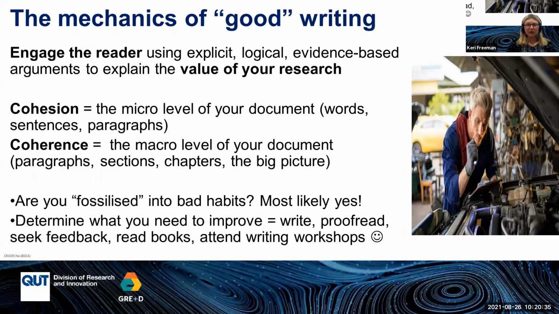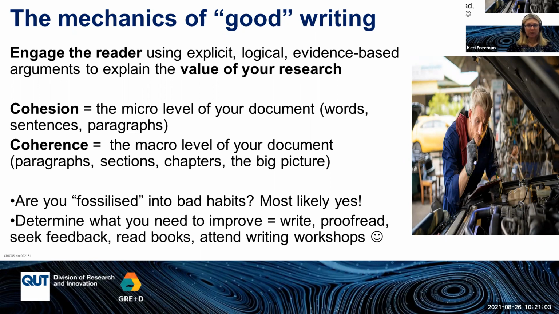All right, so what are the mechanics of what we call good writing? Of course, we need to engage the reader, we need to be logical, we need to have evidence-based arguments, and, as I keep saying, we need to explain the value of our research. So we need to firstly have a clear understanding of what the two main aspects or the mechanics of writing are.